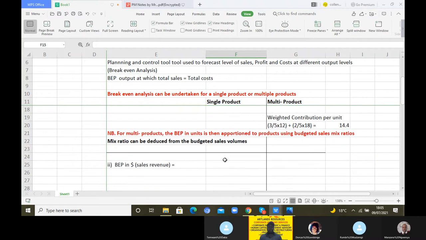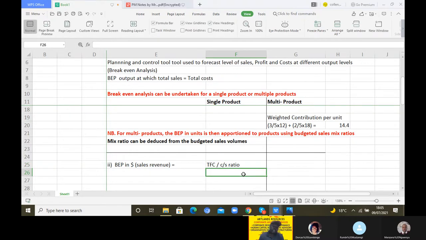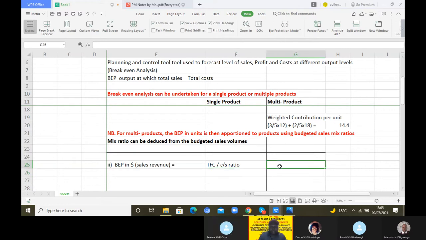Break-even point in sales volumes. How do you calculate break-even point in sales volume? It's easy. All you have to do is say total fixed costs divided by contribution to sales ratio. Simple as that. For multi-products, it is still the same. You say total fixed costs divided by weighted contribution to sales ratio.